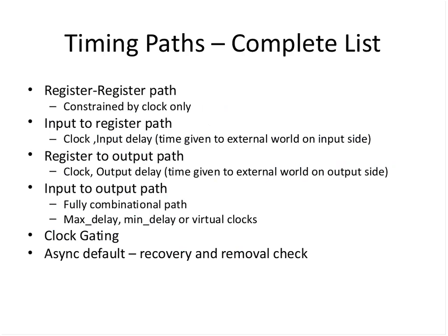How are they constrained? By just defining the clock. We have seen this in unit 3. Please review that. We'll also see some equations in the following slides. Input to register paths can be constrained by defining the clock and the input delay. Register to output paths are constrained by defining the clock and the output delay.